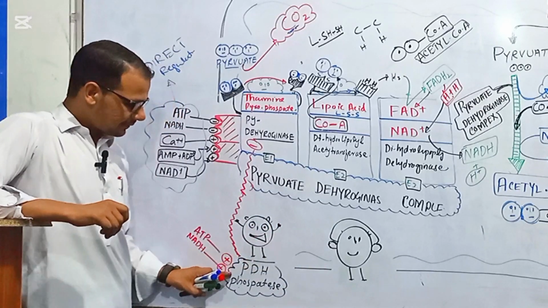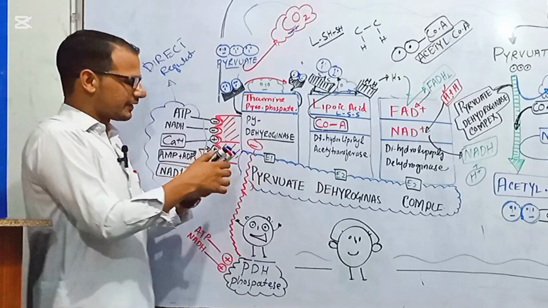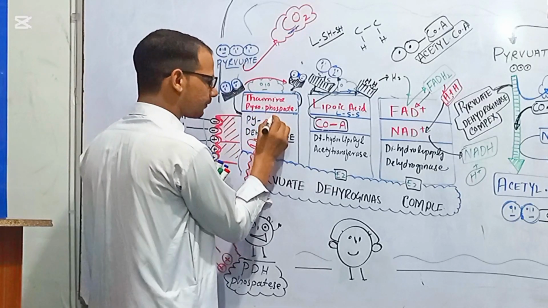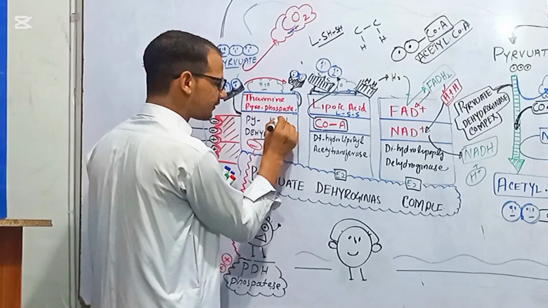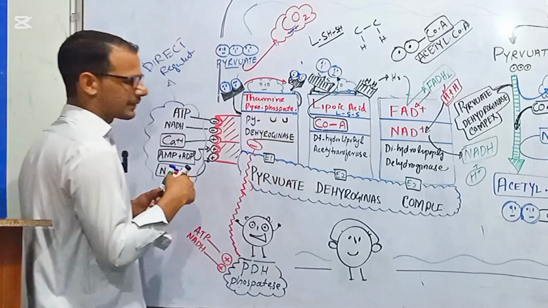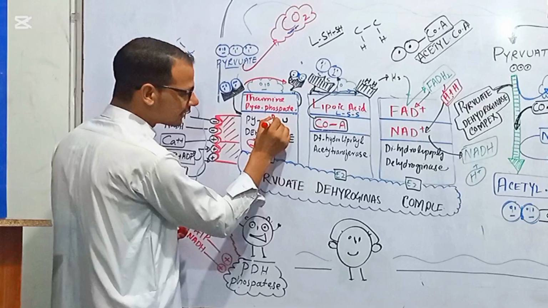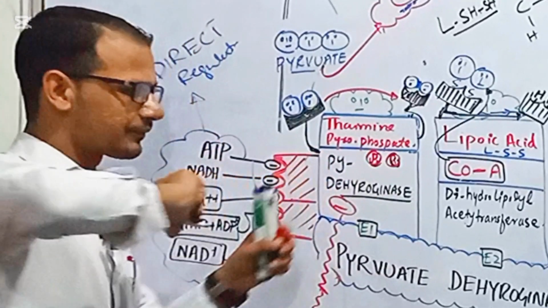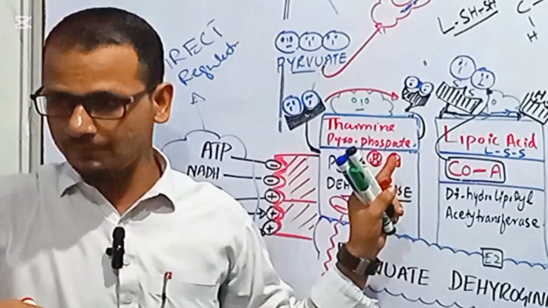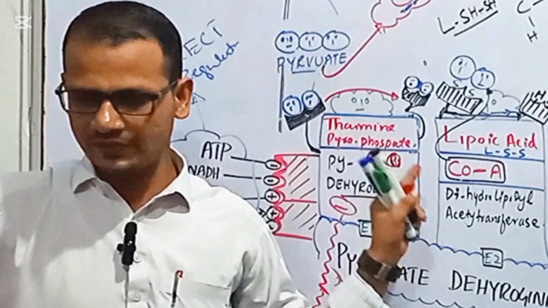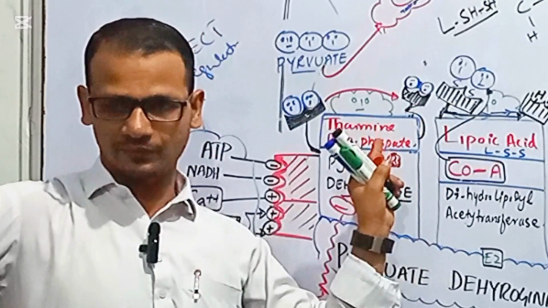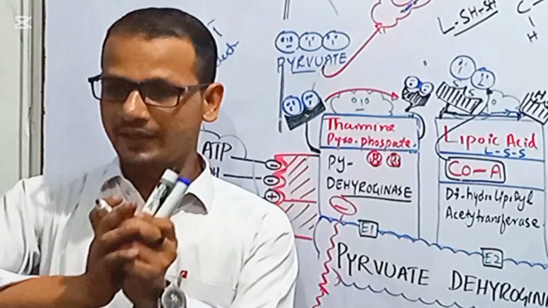How does this enzyme inhibit this enzyme? For example, these are the sites for inorganic phosphates, right? This enzyme inserts inorganic phosphate in this enzyme, and when this inorganic phosphate is attached to this component of the enzyme, this enzyme will inhibit it.